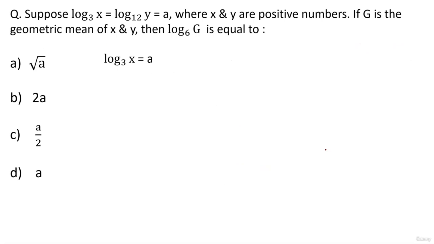Log of x to base 3 is a, so x will be 3 raised to a. In the same way, log of y to the base 12 is a, so y will be 12 raised to a. Now g is the geometric mean of x and y. Guys, what is the geometric mean of two numbers? For two numbers a and b, the geometric mean is the square root of a into b, right?